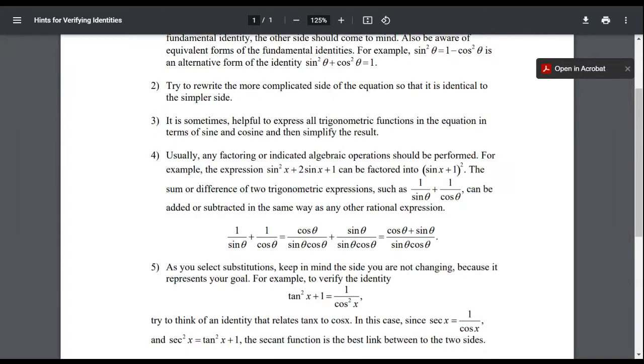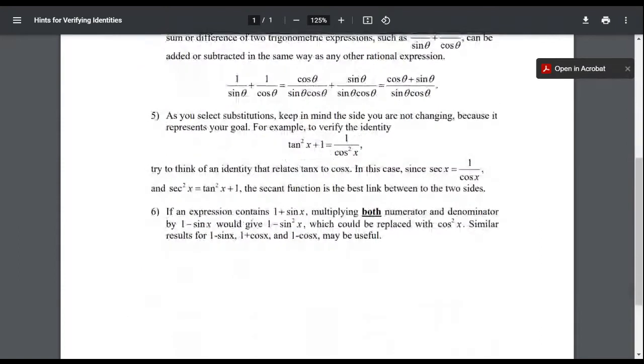For example, the expression sine squared x plus 2 sine x plus 1 can be factored into sine x plus 1 squared, okay? The sum or difference of two trigonometric expressions, such as 1 over the sine of theta plus 1 over cosine of theta, can be added or subtracted just by getting common denominators, right? Stuff like that. As you select substitutions, keep in mind that you're not changing the equation, because it represents your goal. For example, to verify tangent squared of x plus 1 equals 1 over cosine squared of x, try to think of an identity that relates tangent x to cosine x. So since we know secant is 1 over cosine, we can write it that way, right?